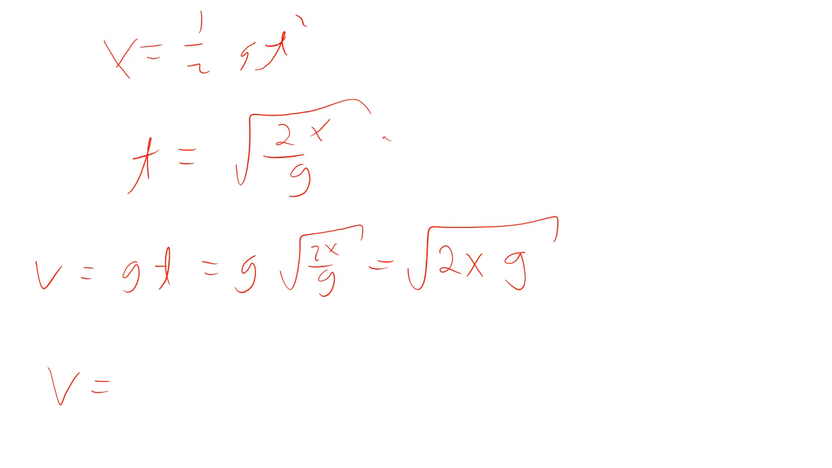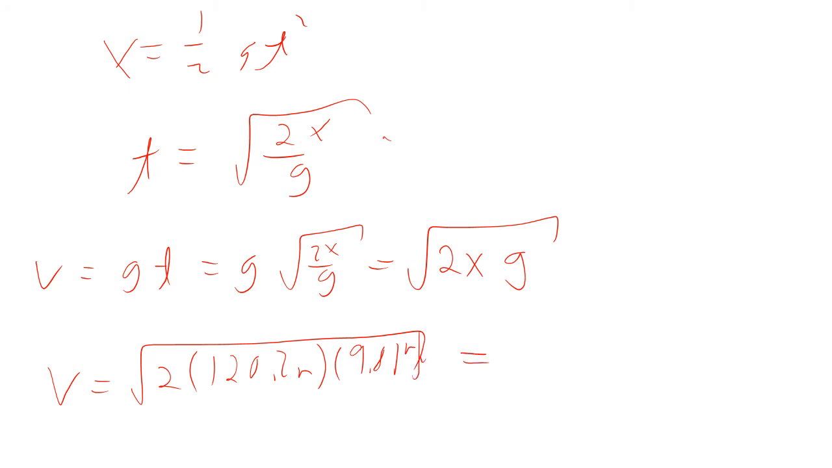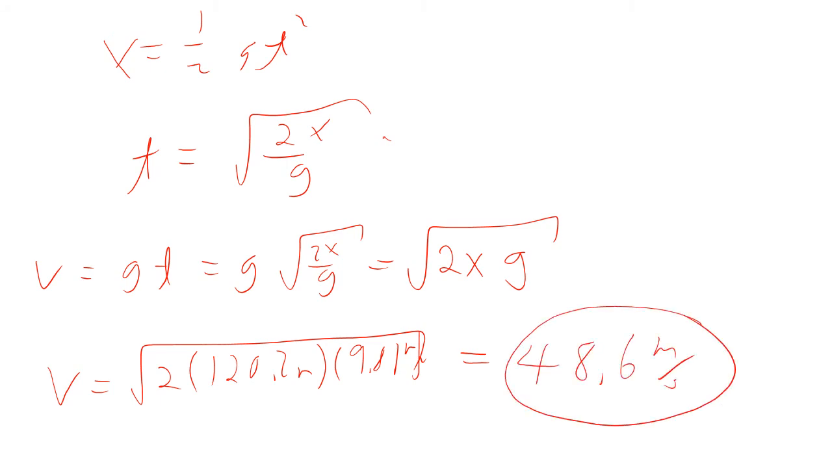So v equals the square root of 2 times 120.2 meters times 9.81 meters per second squared. And that comes out to be 48.6 meters per second.